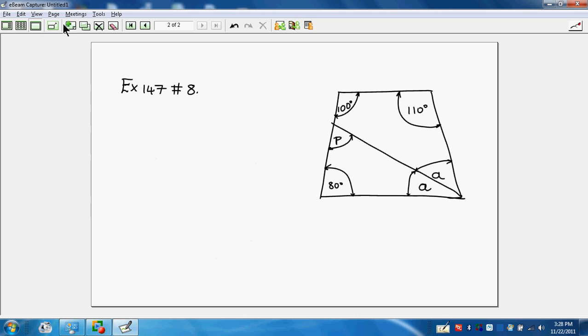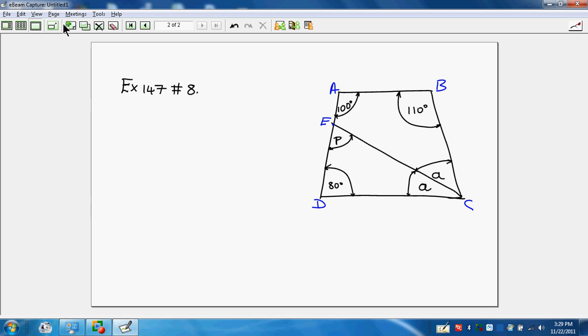Okay, so we're looking at exercise 147, number 8. Right, exercise 147, number 8, certificate maths. And here we have a quadrilateral that has a subdivision. Okay, so if we call the vertices A, B, C, D, and we label the intermediate point E, right, then we could talk more effectively about what we have on the board.